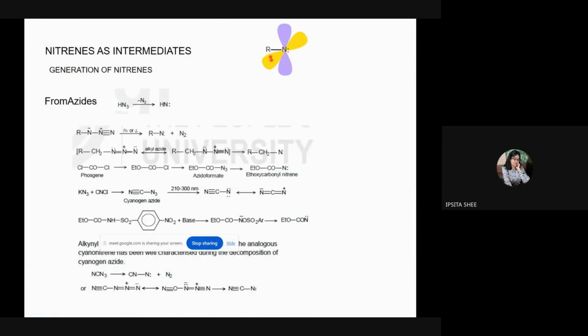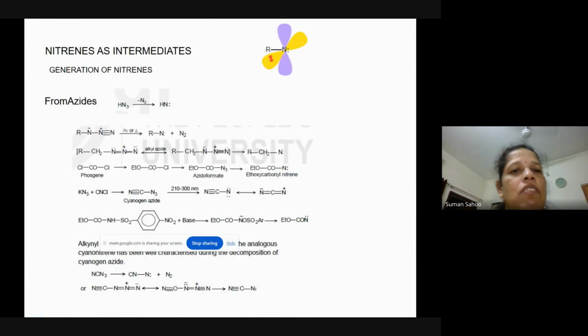Okay. So now we will talk about nitrenes as reactive intermediates. In nitrenes, this is just like your carbenes. Here we have one group attached to it, one lone pair of electrons which is already on your nitrogen, and there is another lone pair of electrons which is actually reactive. This pair of electrons is reactive, these are not reactive.